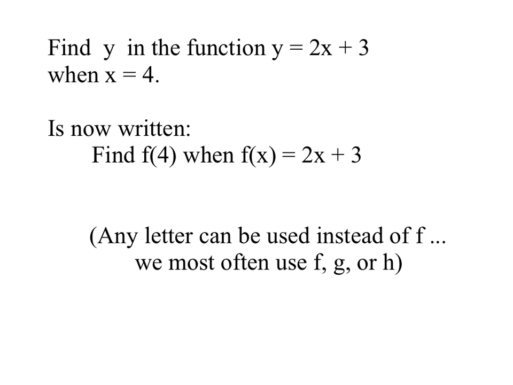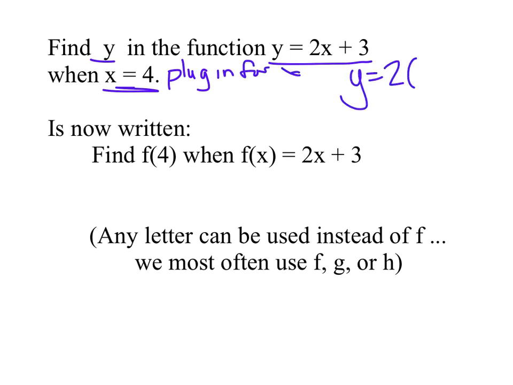So how do we use this? What does this mean? If I told you to find y in the function y equals 2x plus 3, when x is 4, all you would do is plug it in. This would mean plug in 4 for x. So I would do y equals 2 times, everywhere there's an x, I would put parentheses, and I would put a 4, plus 3. So y equals 11. So 11 is your function value, whatever y is equal to.